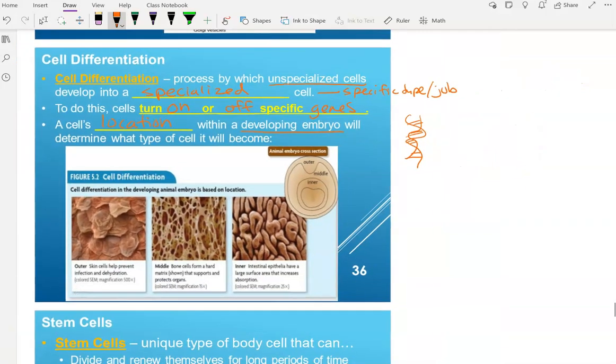So that is kind of where cell division and cell differentiation come in. Cells divide, make more cells, but then they become a specific type of cell by turning on or off a specific gene, and that depends on where it's located in the developing embryo.